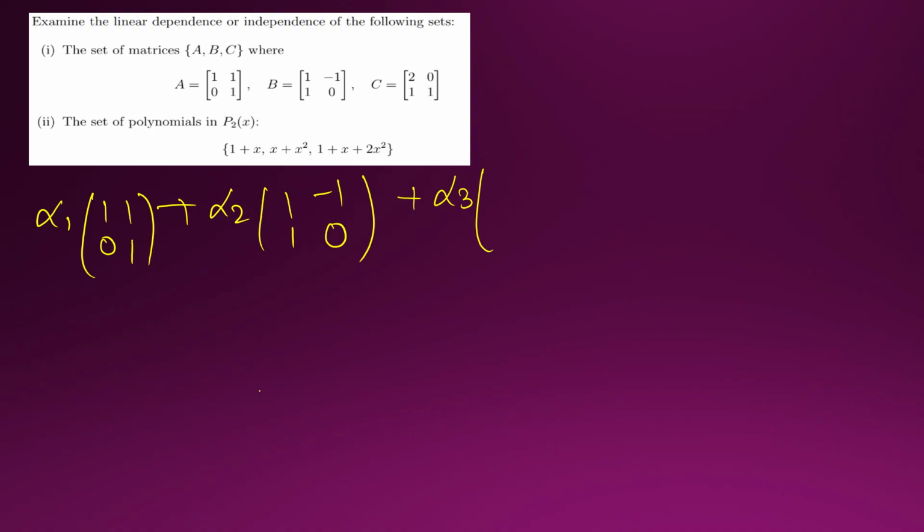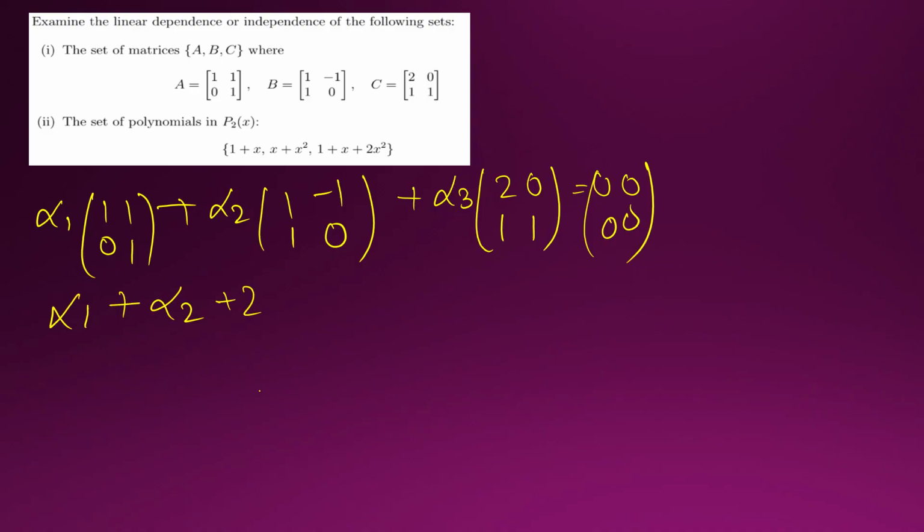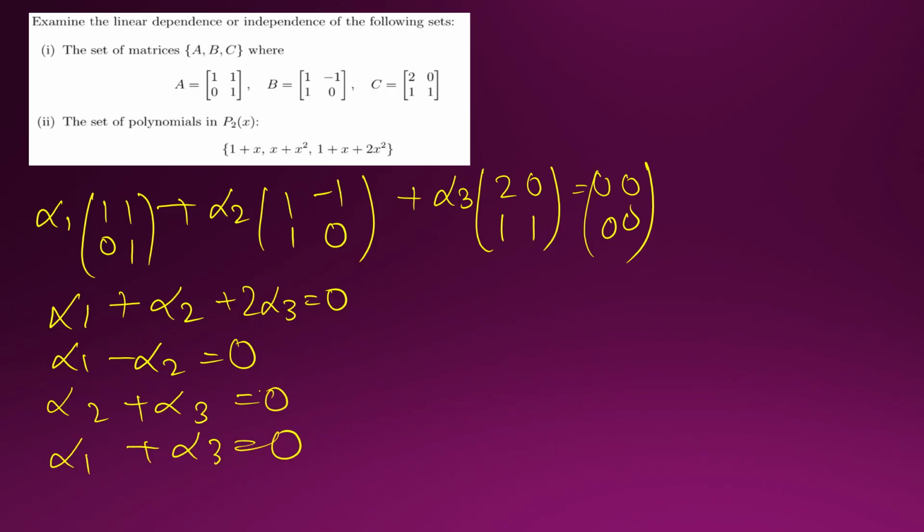Express the linear dependence or independence in the following sets. The set of matrices given are A, B, C. So let's write alpha 1 into [1 0; 1 1] plus alpha 2 into [1 1; -1 0] plus alpha 3 into [2 1; 0 1] equal to [0 0; 0 0]. Write the four equations: alpha 1 plus alpha 2 plus 2 alpha 3 equal to 0, alpha 1 minus alpha 2 equal to 0, alpha 2 plus alpha 3 equal to 0, and alpha 1 plus alpha 3 equal to 0.